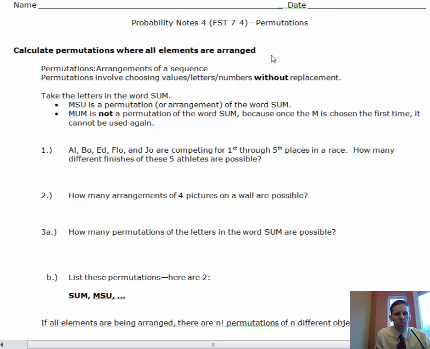These are probability notes for permutations. Today we're going to calculate permutations where all elements are arranged, and we're also going to calculate permutations where some elements are arranged. A permutation is an arrangement of a sequence.